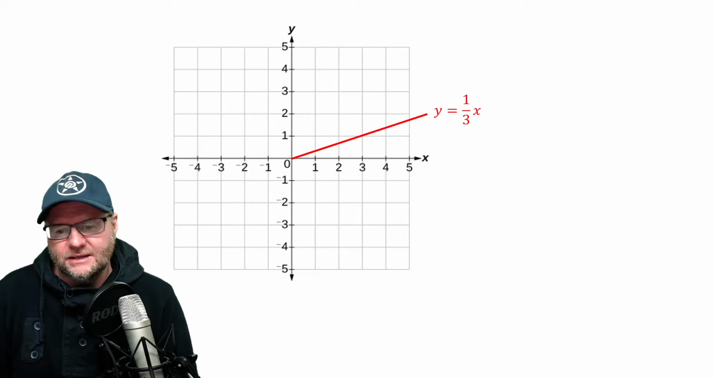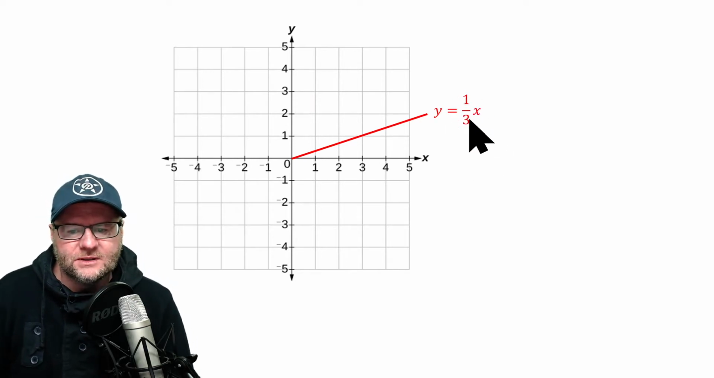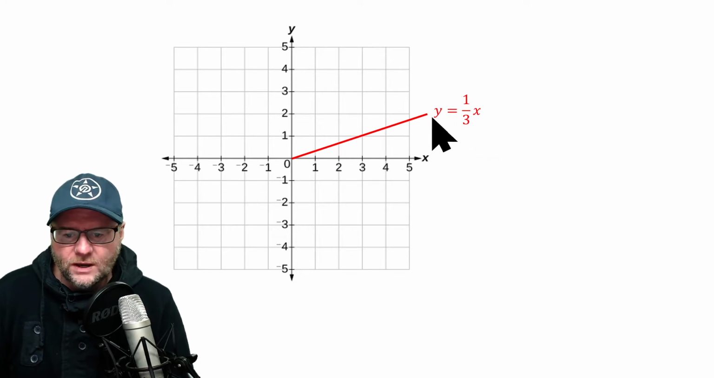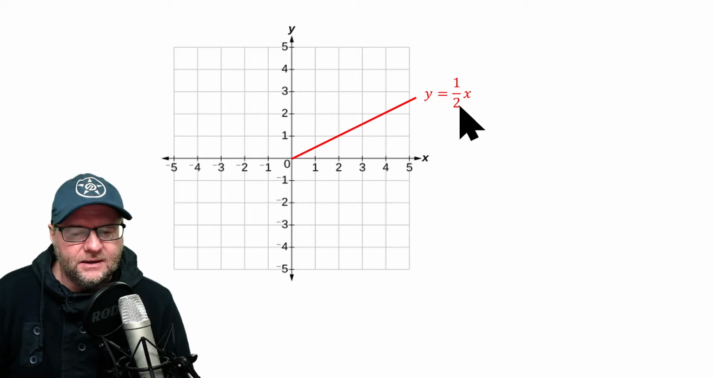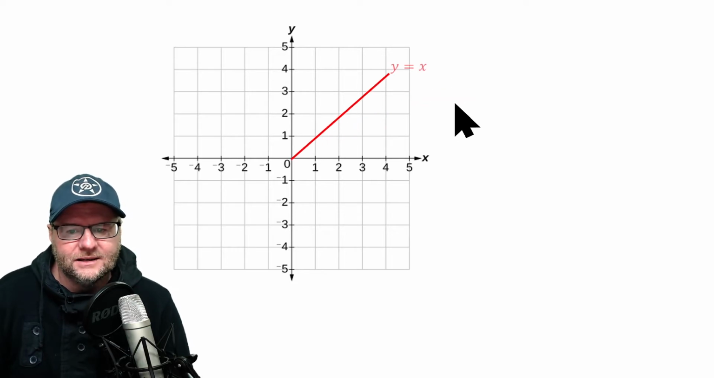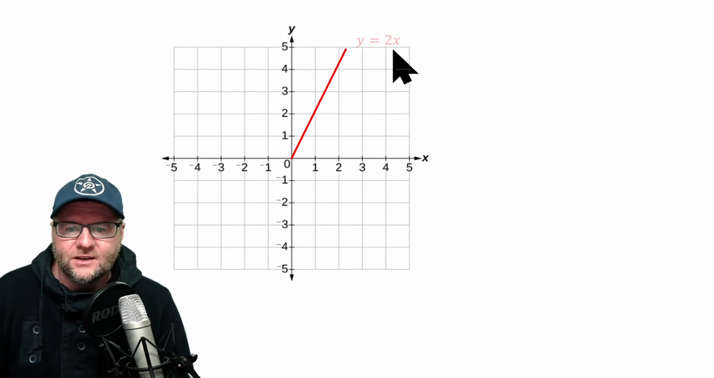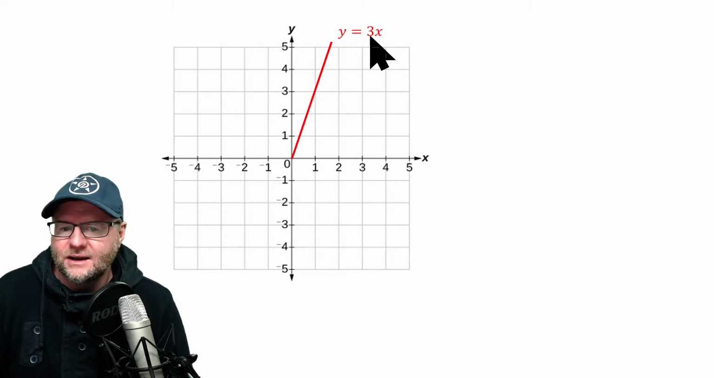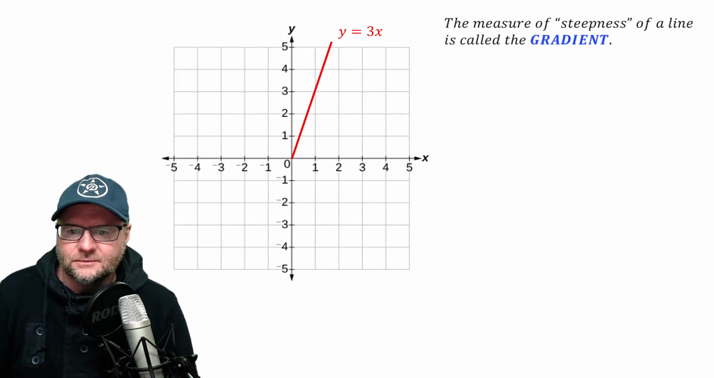So let's pull that line back down and let's put the equations on them. And as we get steeper, let's have a look at what happens to the number here. My equation for this line is y equals 1/3 x. As it gets steeper, it's now 1/2 x. 1x, because there's an invisible 1 here. 2x. 3x. You'll see as my line gets steeper, this number in front of the x gets larger.